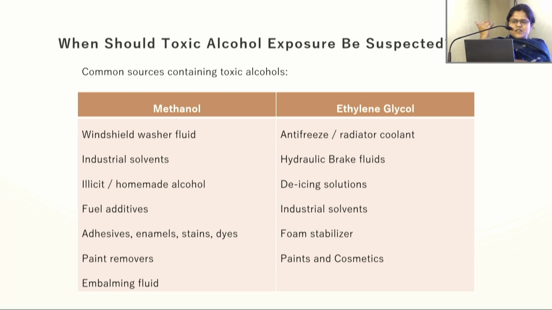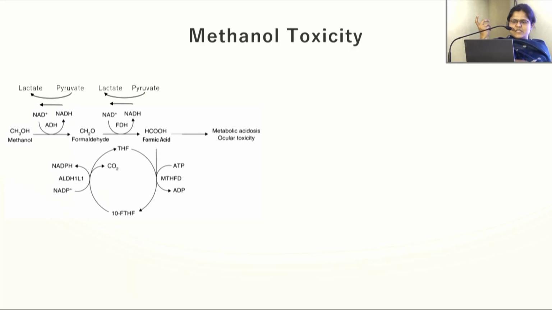So when will you suspect toxic alcohol exposure? You should know what the common sources are, right? Methanol can be found in windshield washer fluid, industrial solvents, illicit alcohol, fuel additives, paint removers, and embalming fluid. Similarly, ethylene glycol can be seen in antifreeze, radiator coolants, hydraulic brake fluids, de-icing solutions, foam stabilizers, and many of the industrial solvents.